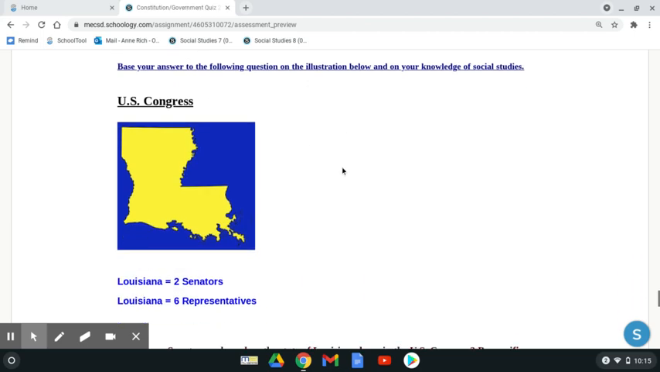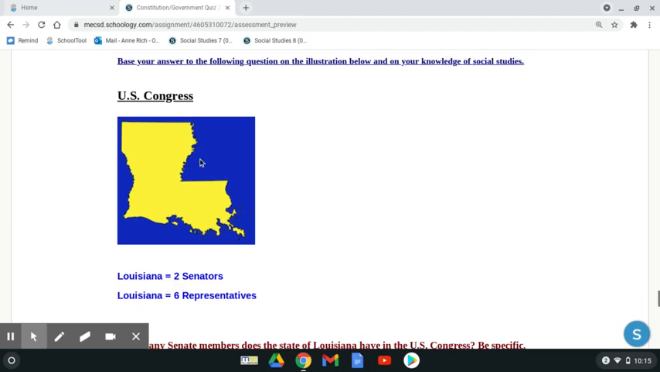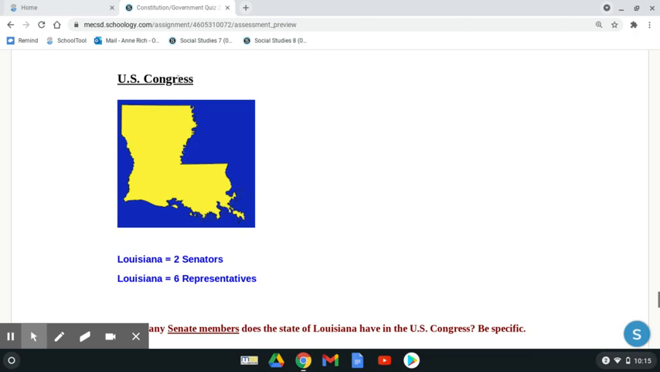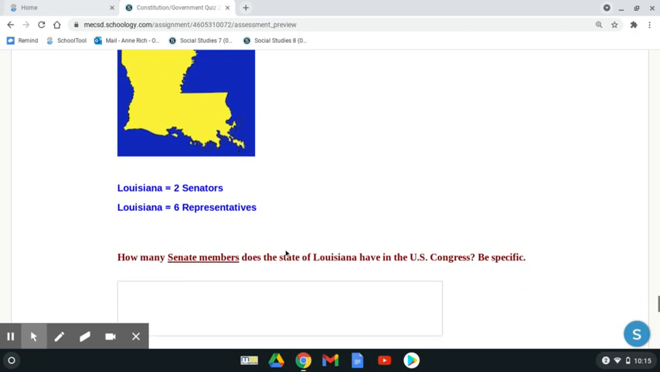Question number 12. This says United States Congress. This is the state of Louisiana. Louisiana has 2 senators and 6 representatives. How many Senate members does the state of Louisiana have in the U.S. Congress? Please be specific. This is not a trick question. Please answer specifically.